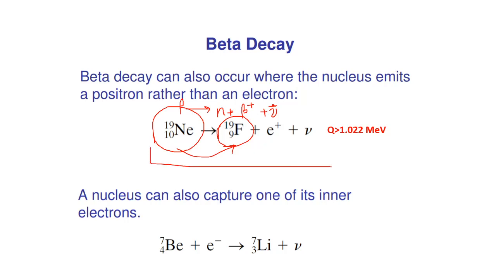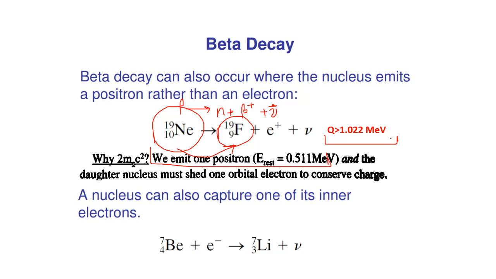And the energetics required for this process to happen is that the Q value should be more than 1.022 MeV, and if the Q value is less than that, this process won't happen. This positron decay won't happen. But now the question is that one positron has a rest mass of 511 keV. Then why do we need 1022 keV or 1.022 MeV? Why do we need double the energy?